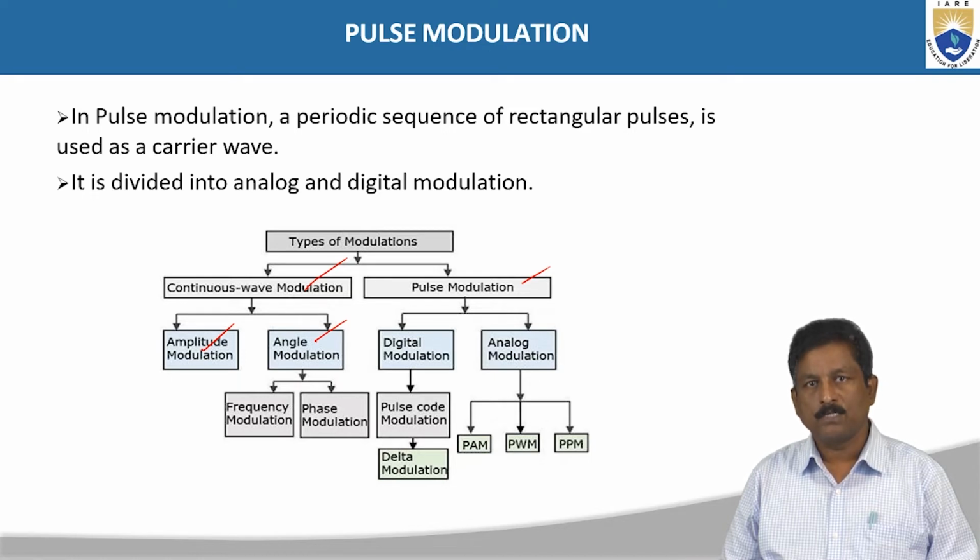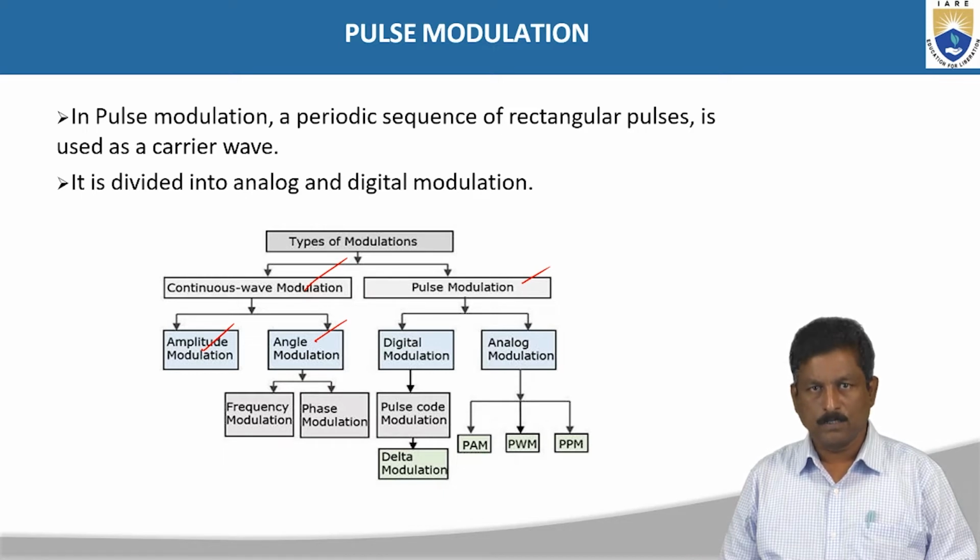So based on the parameter variation, the concerned modulation takes place. When the frequency of the carrier signal varies according to the strength of the modulating signal, it is frequency modulation. Then in phase modulation, the parameter considered is phase. The phase of the carrier signal varies according to the instantaneous value of the modulating signal. That is called phase modulation. These all come under continuous wave modulation.